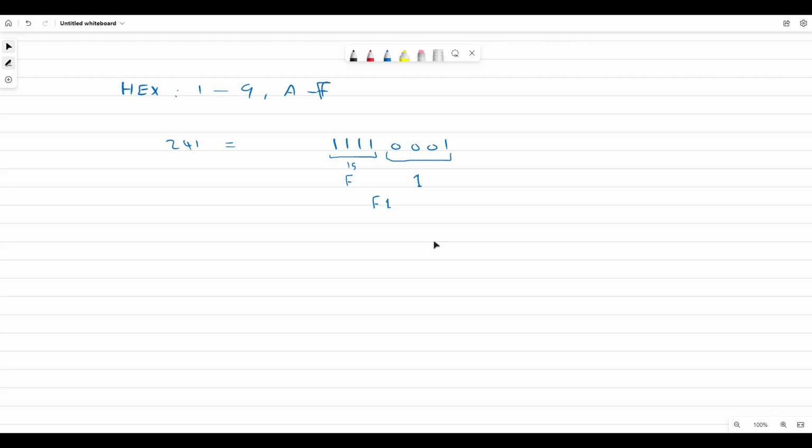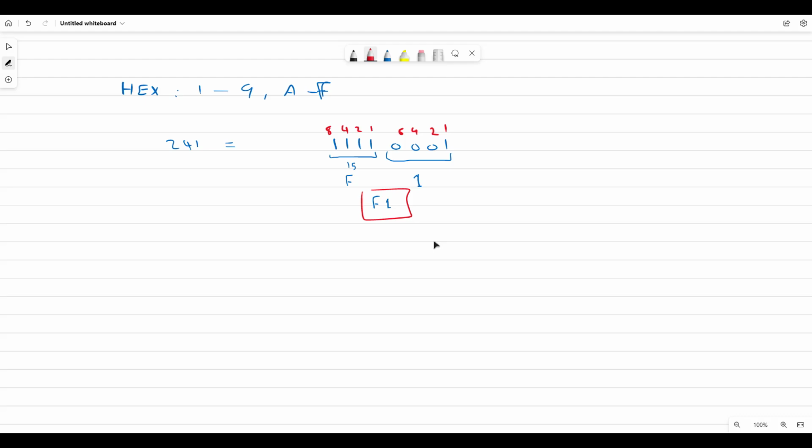If you don't want to memorize the table, you just convert each 4 digits. For example, 1 2 4 8, this will be simple to you. Add the ones. So here we have only 1. And here 1 plus 2, 3 plus 4, 7 plus 8, 15, which is equivalent to F. So we get this number.